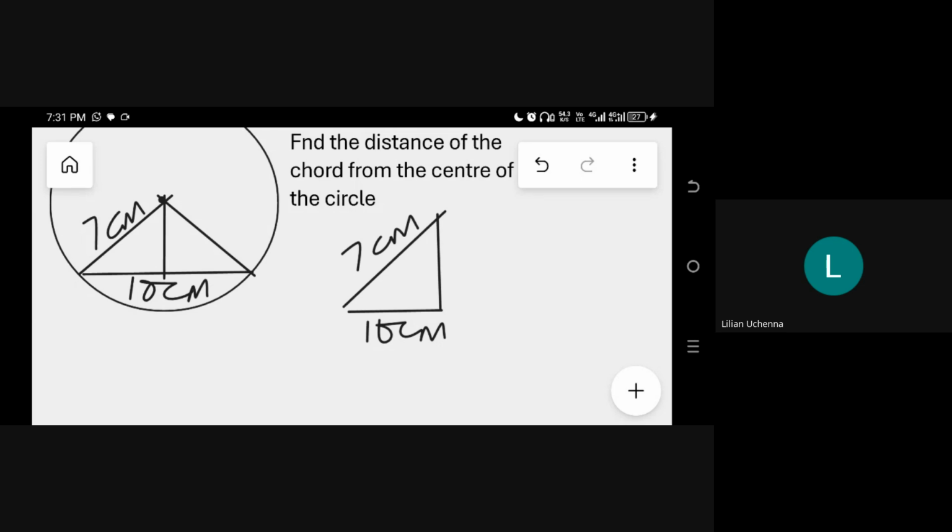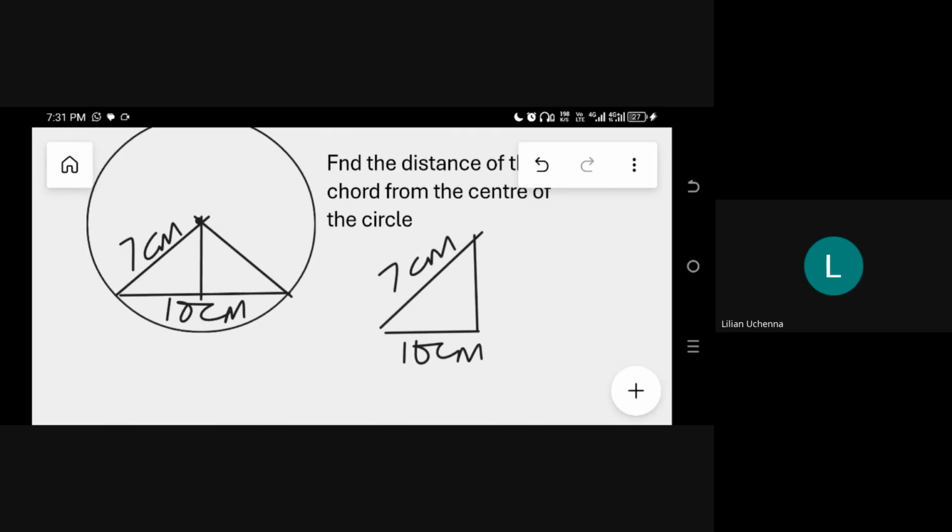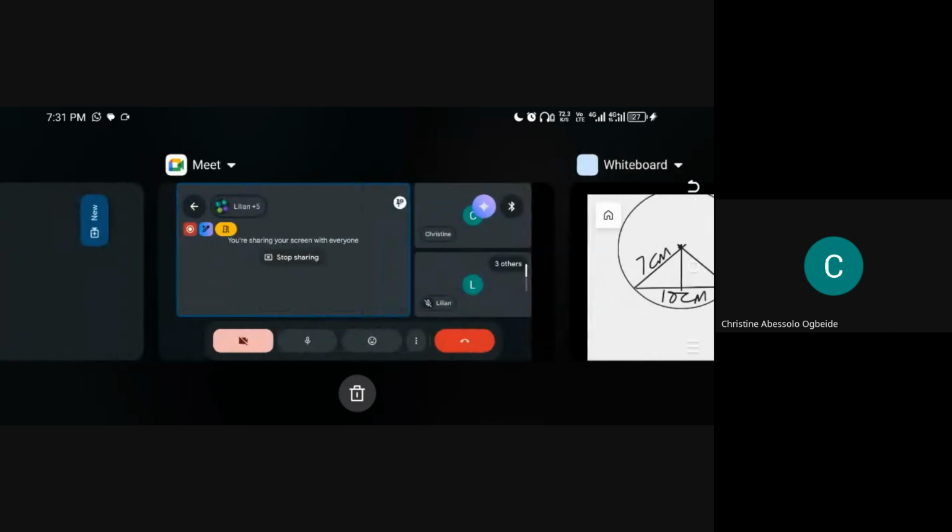So now we took out only a right angled triangle. I am asking, should we say that at that bottom, it is still 10 centimeters? No, sir. What should it be? 5. Why? Because it's half of the triangle. Okay, good. Because it's half of the triangle.